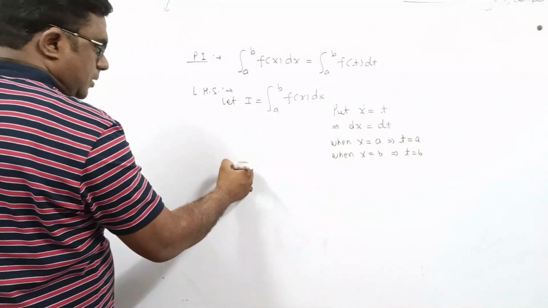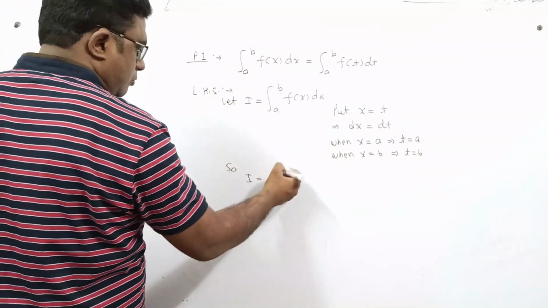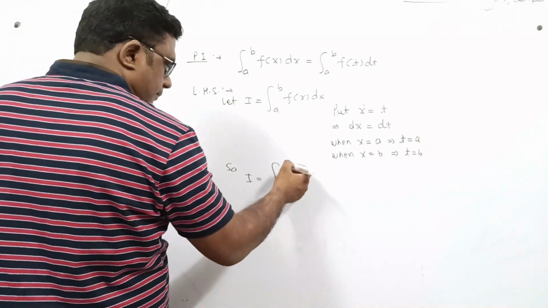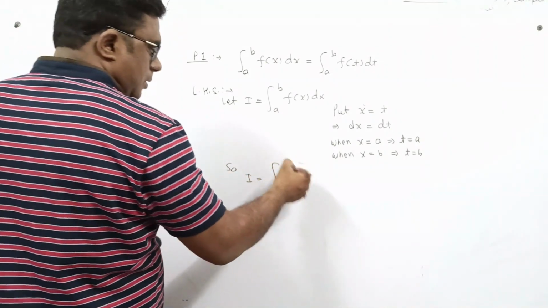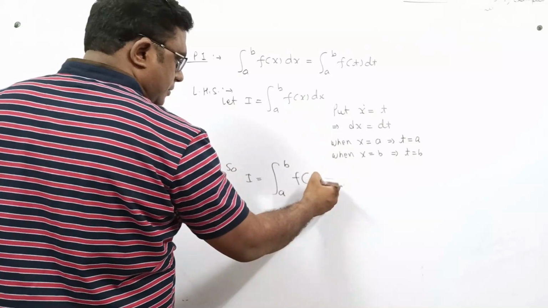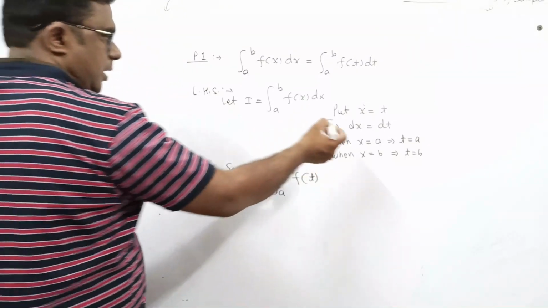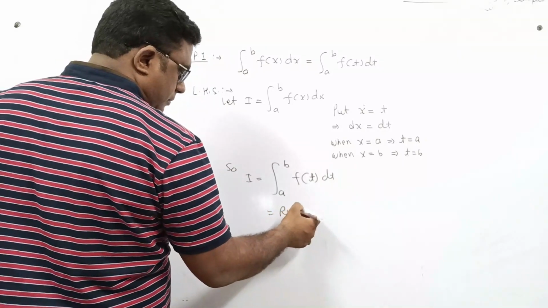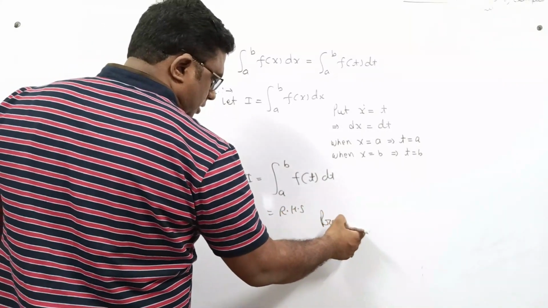So the integration is equal to the integral from a to b of f, in place of x we are putting t, and dx is equal to dt, which is the right hand side. So this property is proved now.